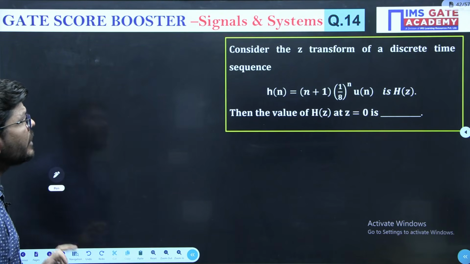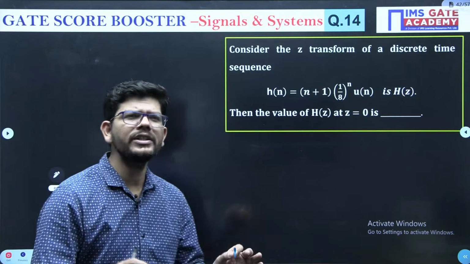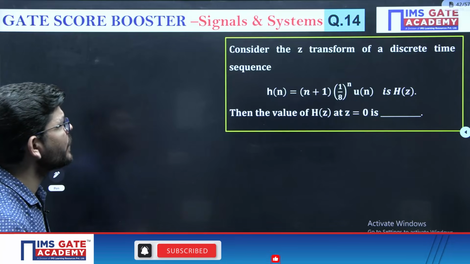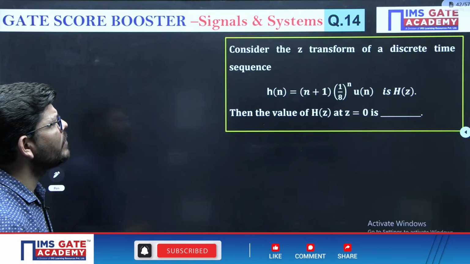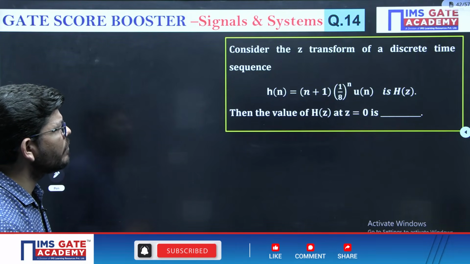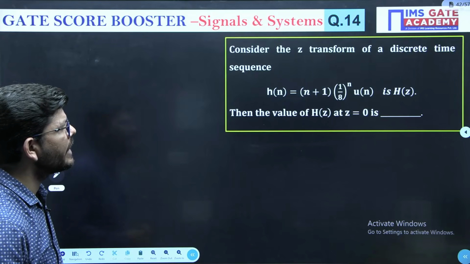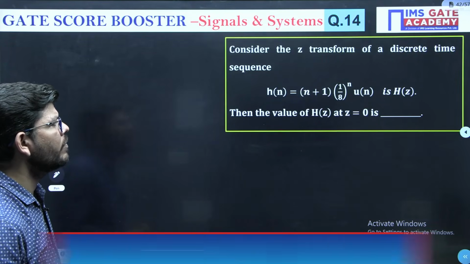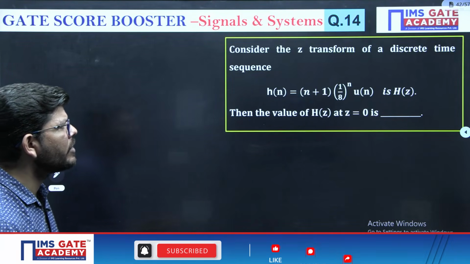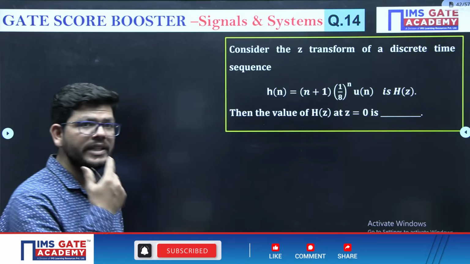Now let us move to the next question, question number 14. This is a very important and a good question. Consider the Z transform of a discrete time sequence h of n equals n plus 1 times 1 by 8 to the power n, u of n, which is H of z. Then what is going to be the value of H of z at z equals 0?